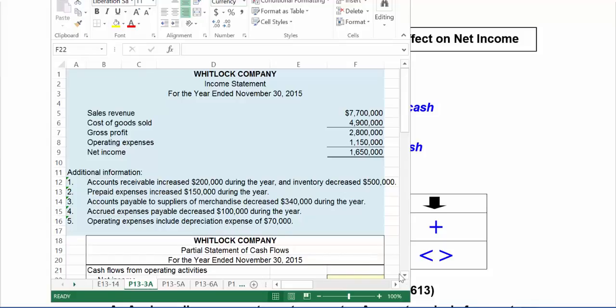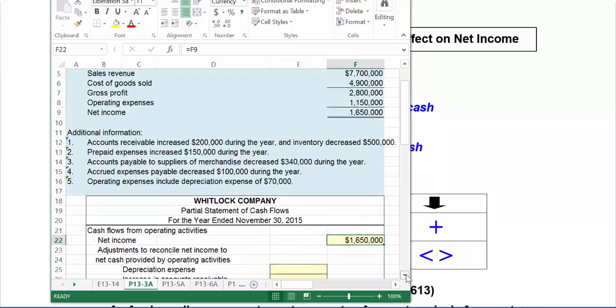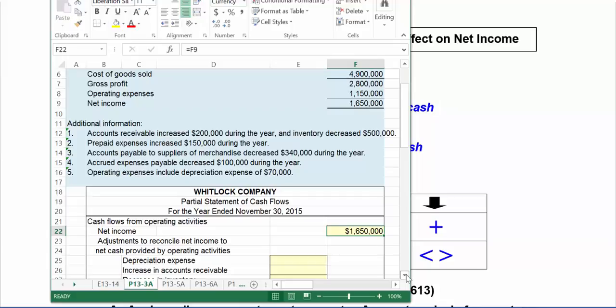So if we're doing the statement of cash flows operating activities section, we would first start out with net income. That's the bottom line for the income statement. And we'll go through and add or subtract those pieces of information down below that impact cash flow. Depreciation expense never ever involves cash. All it does is involve accumulated depreciation. So it makes your net income go down, but it doesn't use your cash. Therefore, we want to add it back.